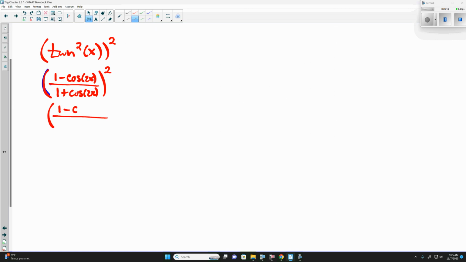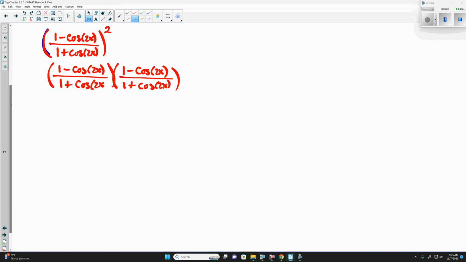So to simplify this, we have to multiply the whole thing by itself. So we'll do the numerator first. Our 1 times 1 is 1. 1 times negative cosine of 2x is negative cosine of 2x. Negative cosine of 2x times 1, negative cosine of 2x. And negative cosine of 2x times negative cosine of 2x is plus cosine squared of 2x.